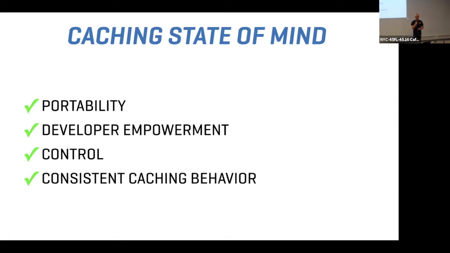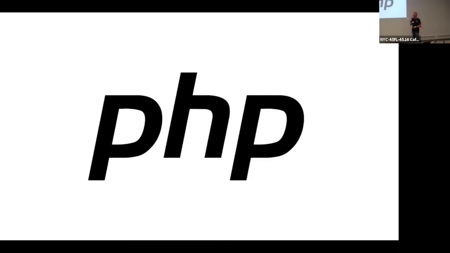We also want to talk about developer empowerment, because in my experience, I've worked with Varnish for over a decade. Varnish is a reverse caching proxy, and configuration is very much a system administration problem, whereas it should be included from the get-go in your development stack. It's about control and it's about consistent caching behavior. That is what we're going to do. And we're going to do it in PHP because I come from the wonderful world of PHP.